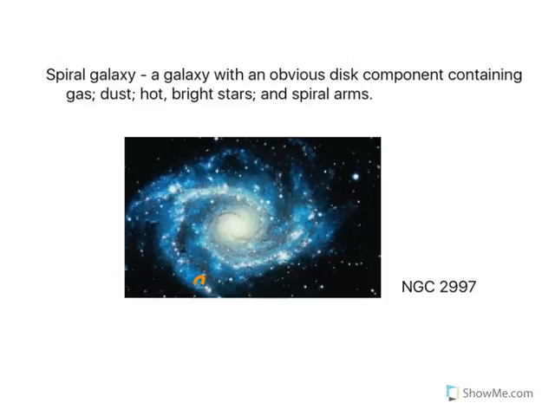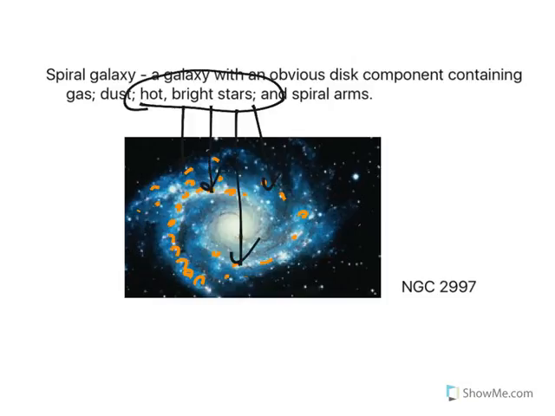Notice that the spiral arms are very blue. There are many blue stars in this galaxy, so we have lots of examples of blue stars here. And blue stars are hot and bright stars.